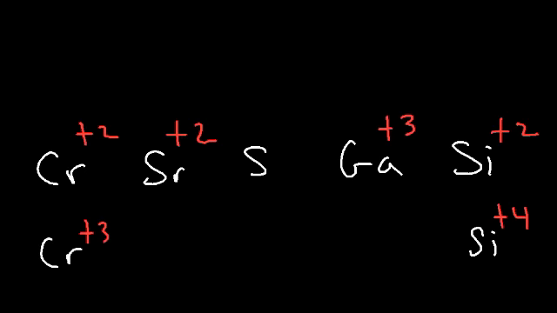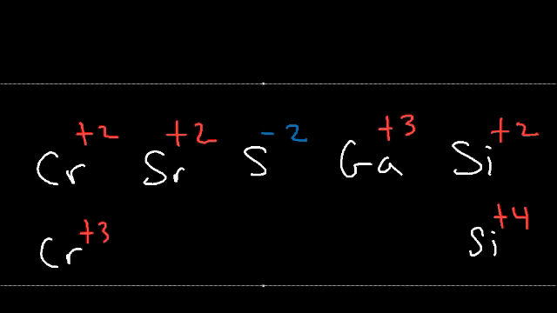Sulfur is a nonmetal, and nonmetals like to acquire electrons. So sulfur is going to form a -2 charge. It's in group 6A of the periodic table. Elements like oxygen, sulfur, selenium, they like to acquire 2 electrons to form a -2 charge.